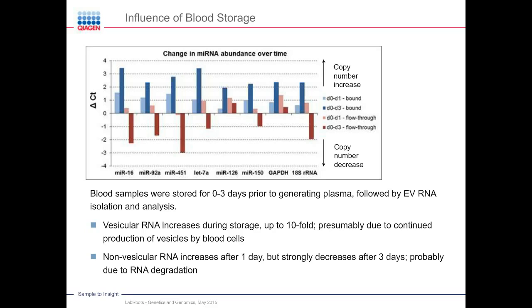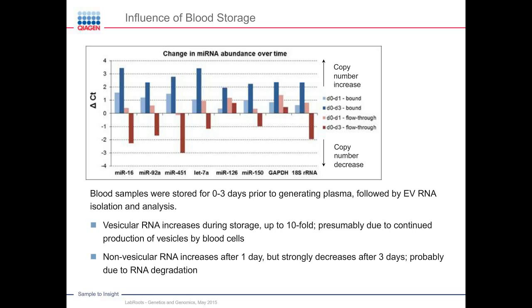The blue bars are the vesicular RNAs. You can see there is an increase after 1 day, about 1 cycle, indicating that we have 2 times as much vesicular RNA, and after 3 days up to 8 times as much. What is important to keep in mind is that these are vesicles produced by the blood cells during storage. Most people are interested in the vesicles that come not from blood cells but from elsewhere, tumor for example. If your blood is standing around, blood cells keep producing vesicles, and this will dilute out your message that comes from elsewhere. That's why it's important to avoid that.